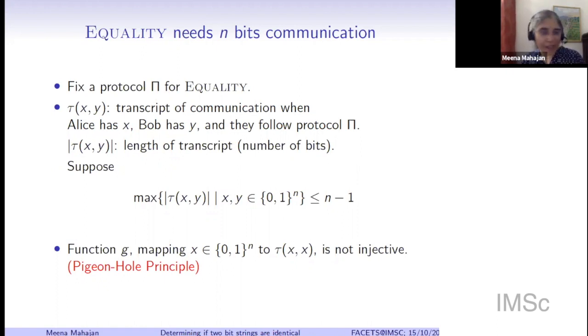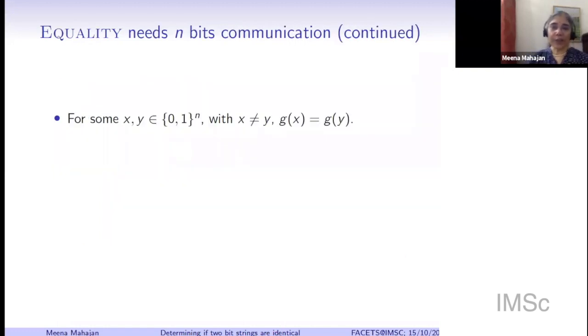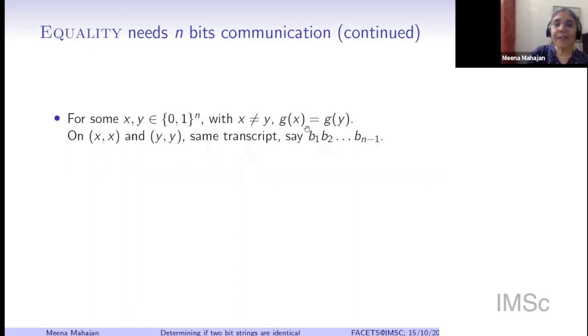For instance, when n is 4, you have 16 bit strings. But if you are allowed only a transcript of length 0 or 1 or 2 or 3, you have only 15 possible transcripts. If you want to map 16 strings to 15 transcripts, there must be 2 strings which get mapped to the same transcript. That's the pigeonhole principle, and that is what leads us to this conclusion here. If the protocol is not using n bits of communication, then there must be 2 such strings for which the transcripts are the same. And remember that G was the transcript on XX and the transcript on YY. Is that clear now?